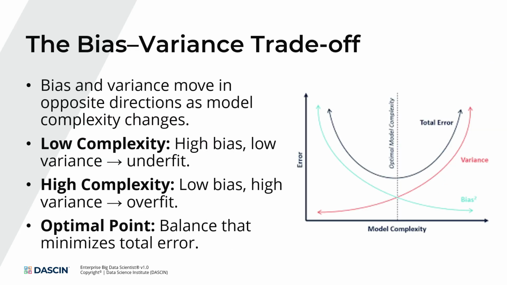The challenge in machine learning is that bias and variance move in opposite directions as we adjust model complexity. A simple model has high bias and low variance. A very complex model has low bias but high variance. The optimal solution lies in the middle, where bias and variance are balanced, and the total error is minimized. This balance point is what allows models to generalize well to unseen data.